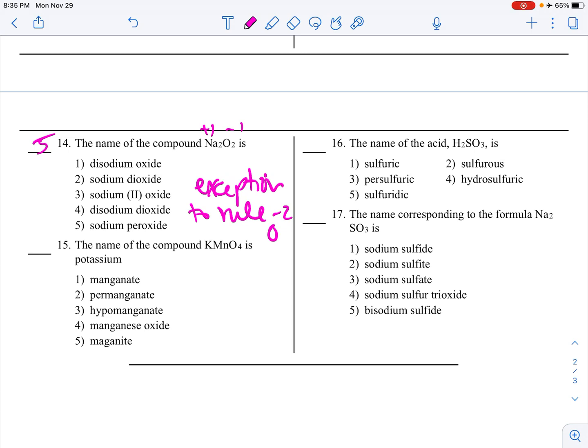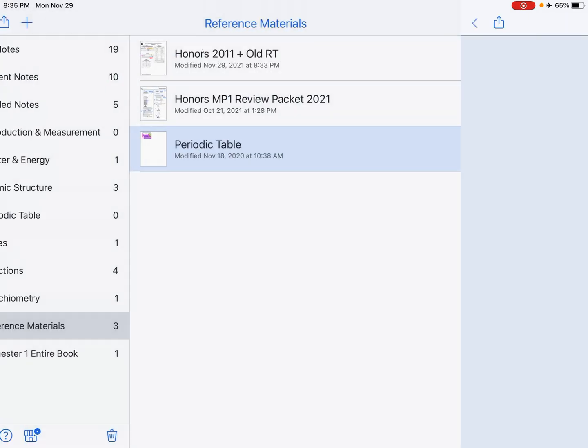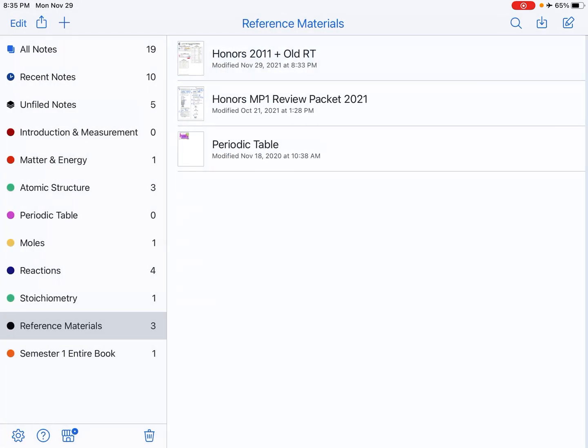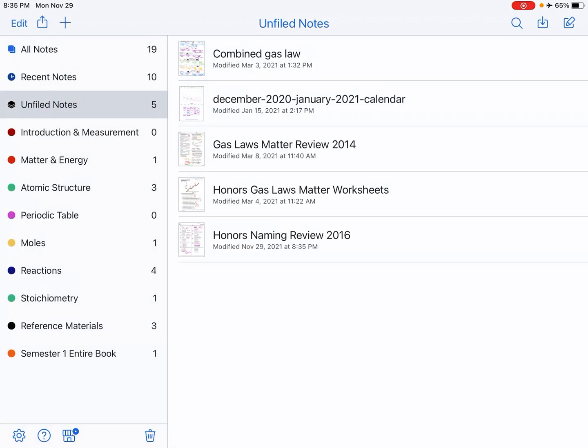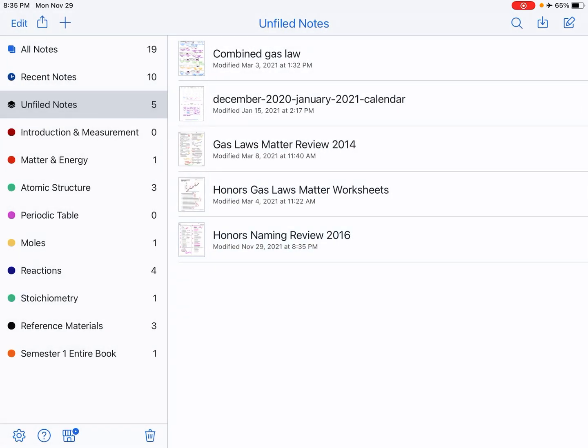The name of the compound KMnO4 is potassium. So what is MnO4? MnO4 is permanganate. So there you go.